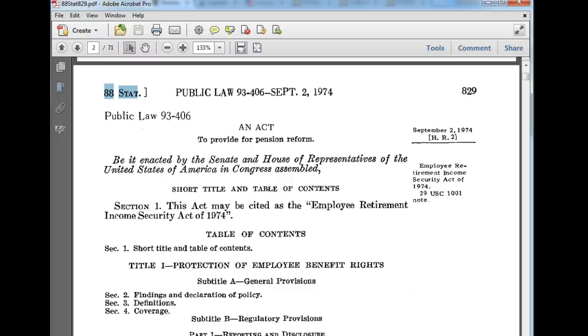I very much doubt that after class today you'll have much cause to put your hands on the old-fashioned dusty tome, though you can put your hands on it now if you're interested. You'll see I have tabbed where in volume 88 STAT you will find our friend ERISA, and of course it starts on page 829 because we can see that up here.